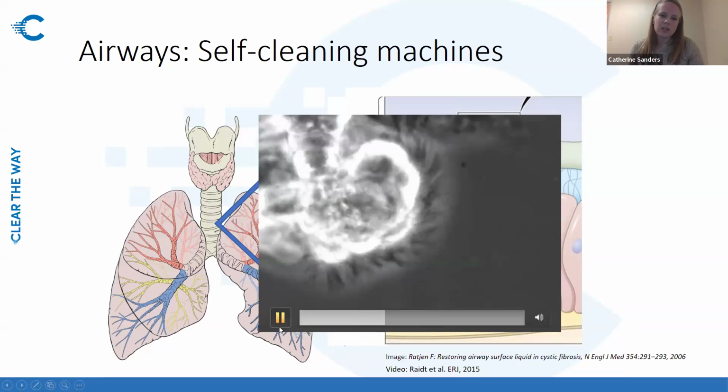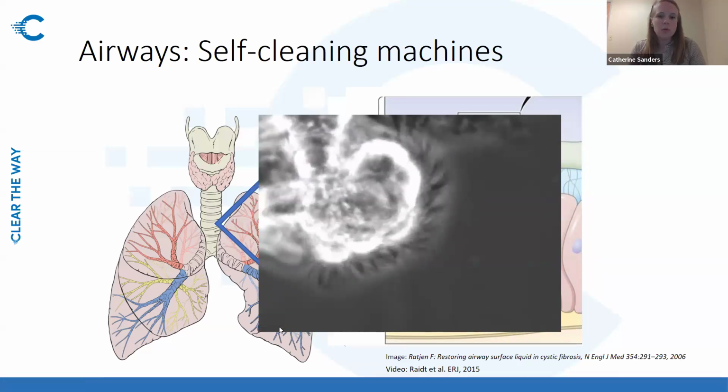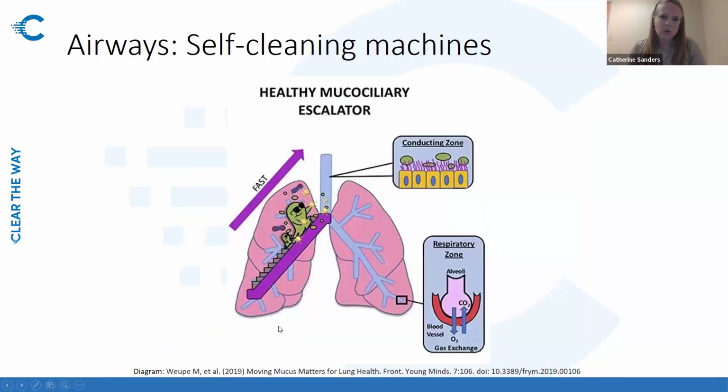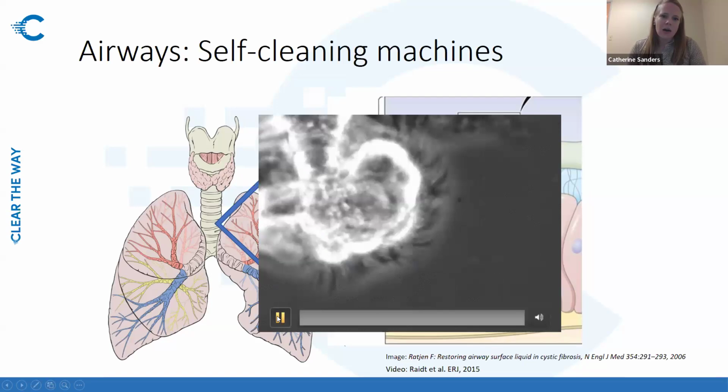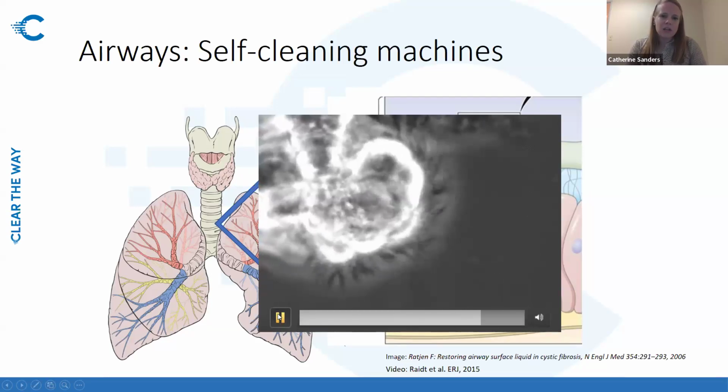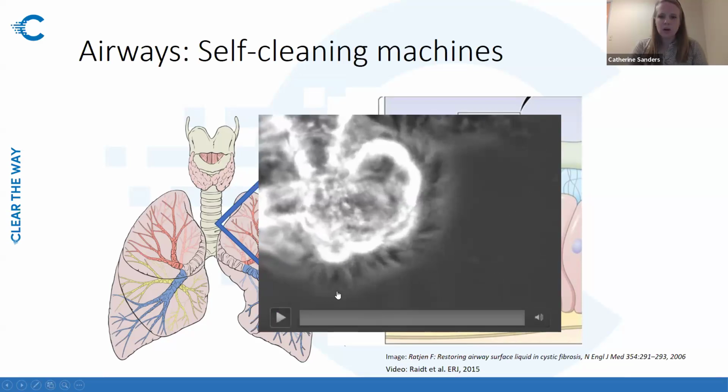So this is an image or a video showing normal ciliary movement. So you can see how they're moving in a nice coordinated fashion. And you can even see there's a little particle there that's moving. And so this is constantly happening and people aren't even aware of it. Next slide.